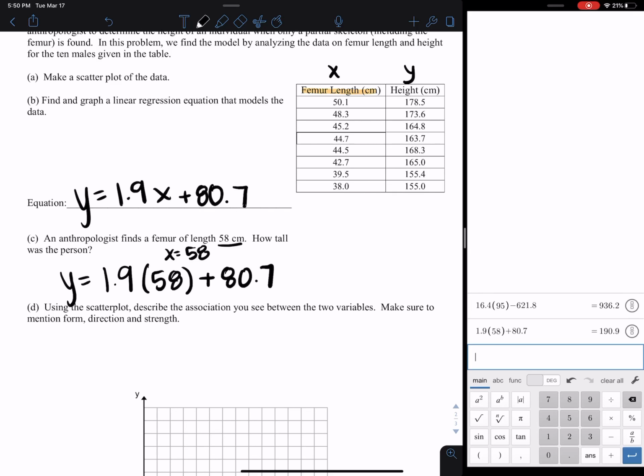So we have 1.9 times 58 plus 80.7. So that tells us that a man whose femur is 58 centimeters, the regression equation, or our prediction, would be that he would be 190.9 centimeters tall. That would be his height.